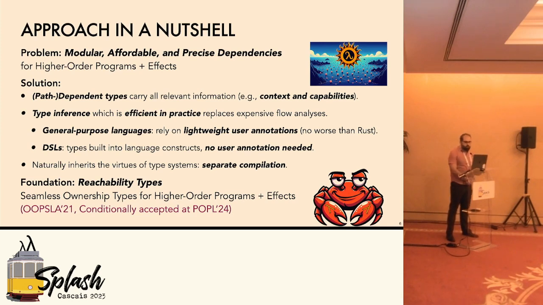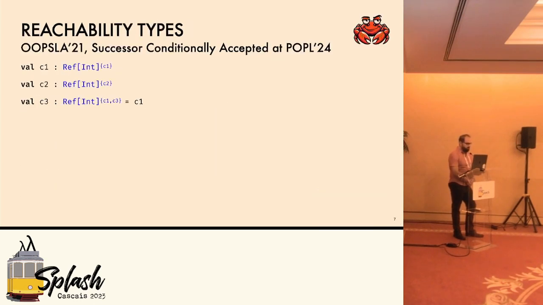So this crap down here is an arrogant schmuck, and he has every right to be, because he handles ownership and higher orderness and effects like a boss. And he reigns supreme in his natural habitat, the sea of nodes. Okay? So let's do a quick recap of reachability types to give you the idea how this works.